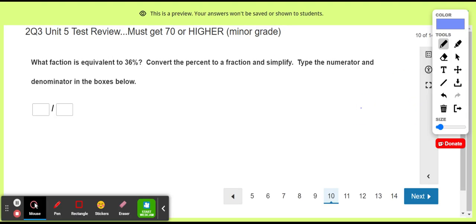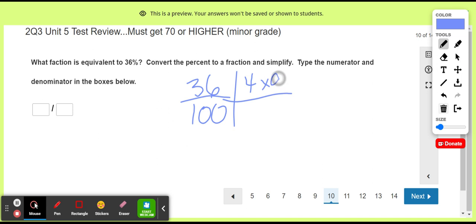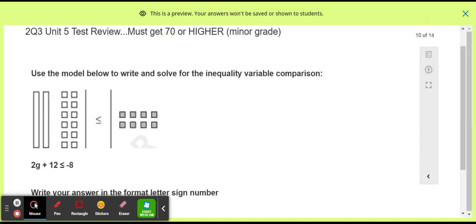Taking a look at number 10, we have a percent. We need to take the percent and make it into a fraction by putting it over 100. And then we simplify by knowing our factors of 36 and 100. 4 times 9 is 36, and 4 times 25 is 100. Simplifying means taking the factor out, and then we write the fraction in lowest terms.